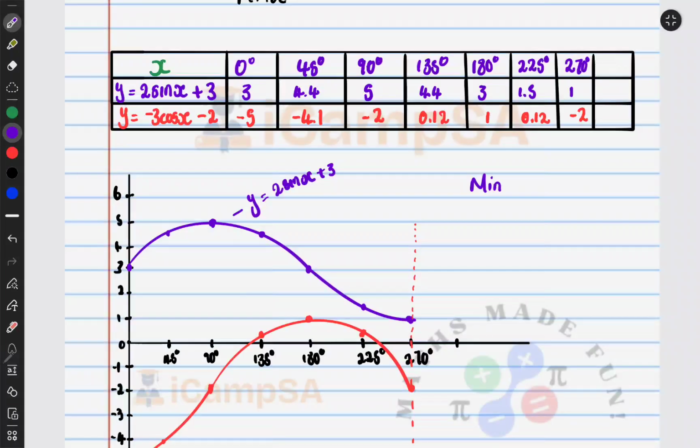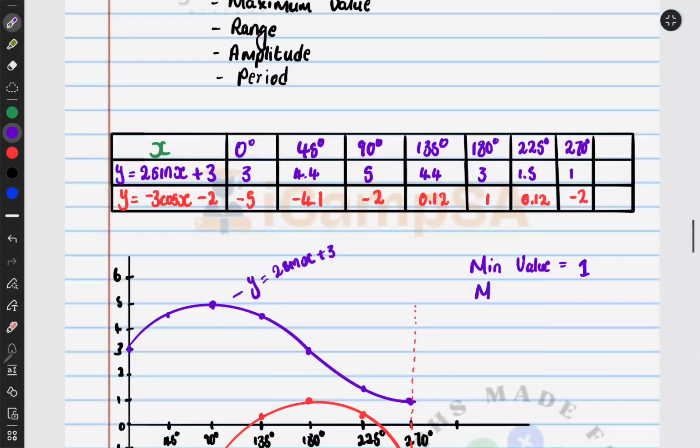Minimum value. What's the lowest value on this function? Come here to our function. See there at 1. That is our minimum value. And then we have y. Okay, and then next we'll look for maximum value. The maximum value is here at what? At 5. That is our maximum value.